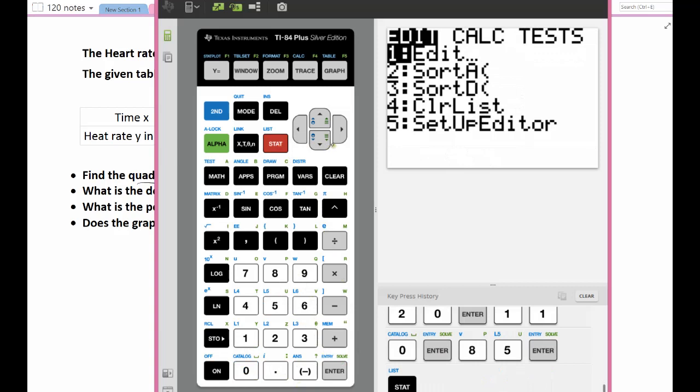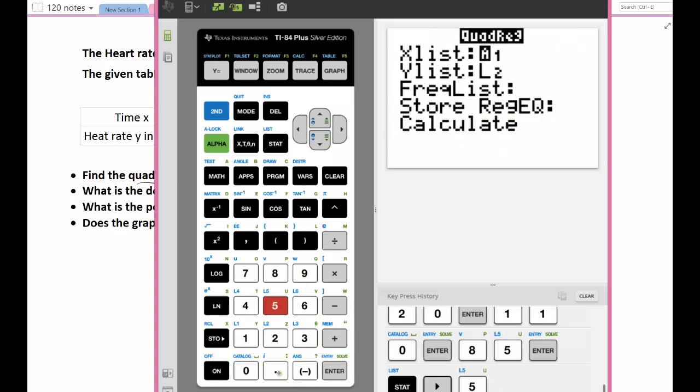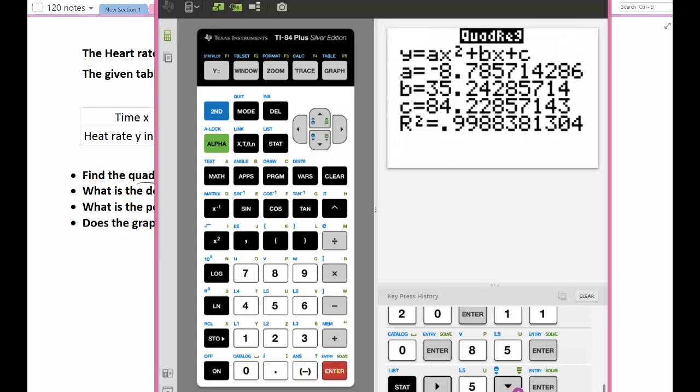Alright, then go back to stat, go over to calculate, and again we want to do the quadratic regression. We want to pick 5. It should be the same as before, so you shouldn't have to change anything there. Hit enter. And this one's a little uglier, but it's still a pretty good fit. If you look down here at 0.9988, that's a pretty darn good fit. My rule of thumb, so that you're not significantly off, is I'll usually round to 4 decimal places. So that's what I'm going to do.